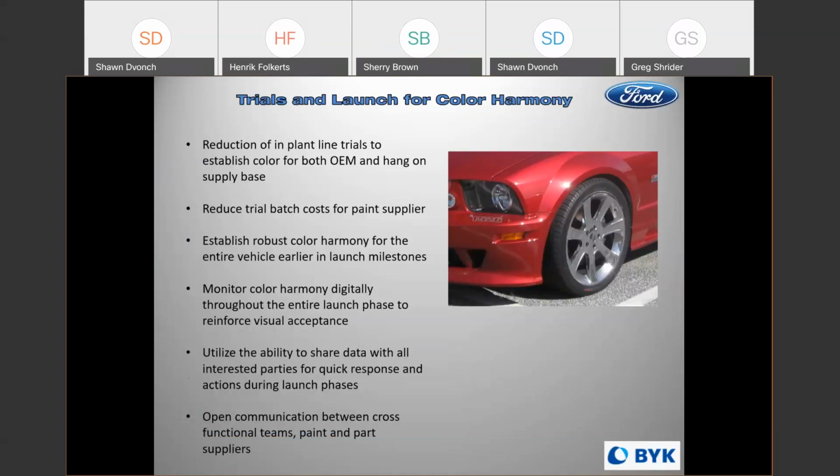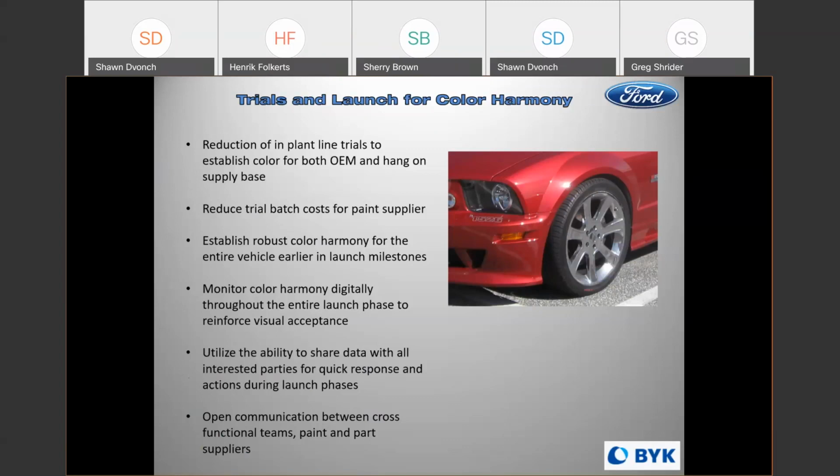what I just explained, and I think one of the biggest key things here are cost savings, bodies, everything like that. We have to, as an application team, request X amount of sheet metal in order to continuously improve or work on our color in the plant. We can reduce the amount of plant line trials to establish color for both the OEM. And I think in the future, our hang-on part suppliers could also produce less scrap as they do their development of color and they start to work on these concepts. Reduce trial batches for a paint supplier as their correlation is improved.